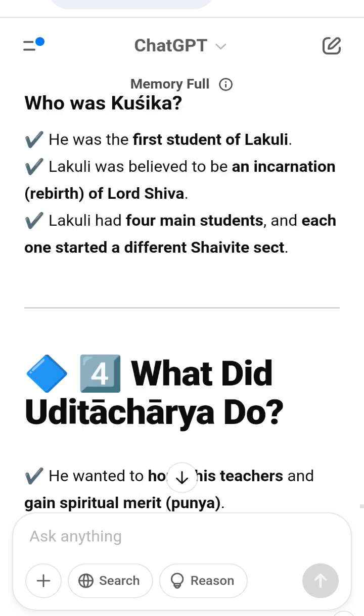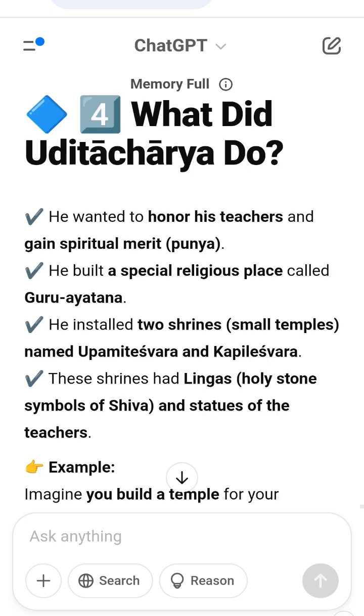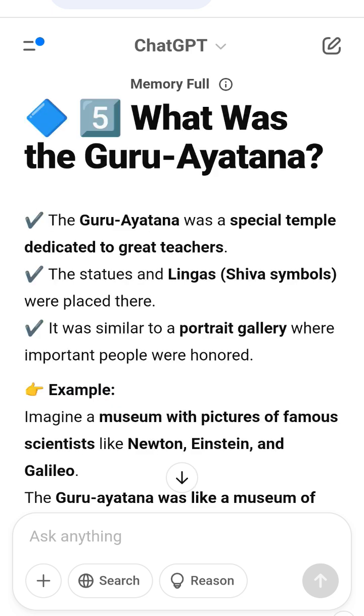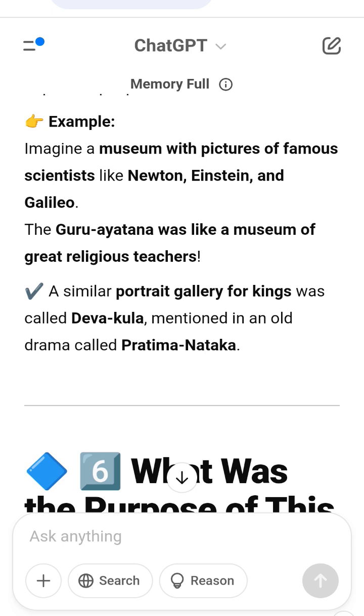7. A similar example in another inscription. Another inscription, the Mandsaur stone inscription, mentions a Devakula Sabha Vihara. This was a gathering place for religious activities built under Kumaragupta and Bandhu Varman. Think of it like a big religious community hall where people came to pray, meet, and worship.